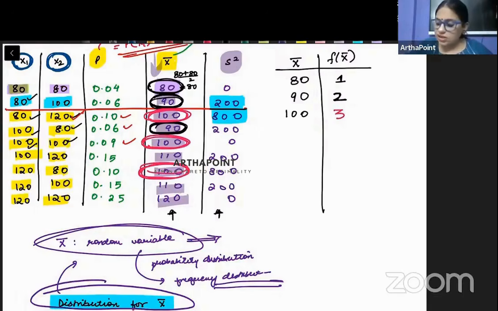Then the mean value 110. Where all do you see that the mean value is 110? Here I see the mean value is 110, and here too. So the frequency is 2. And at last, we see that the mean value is 120 and its frequency is 1.